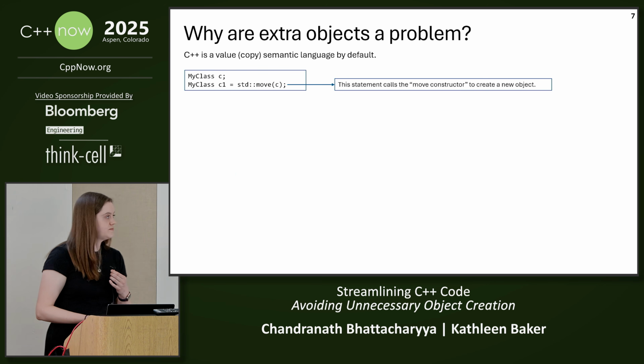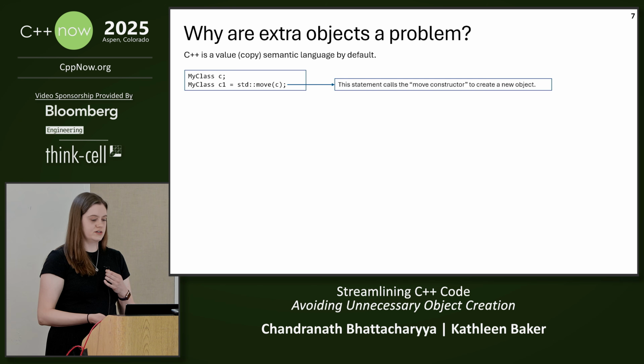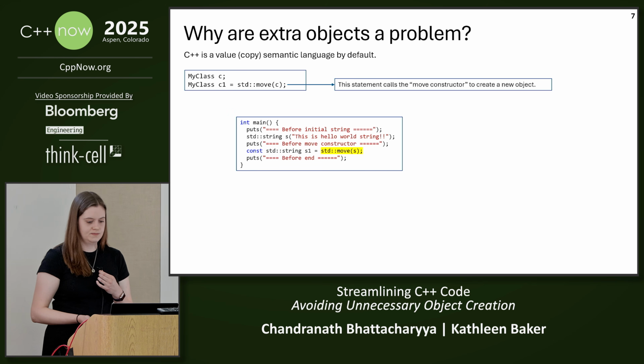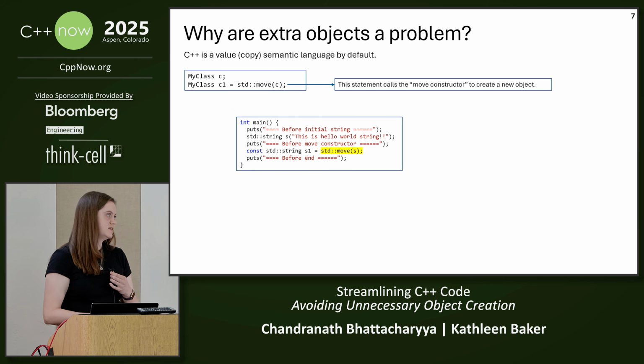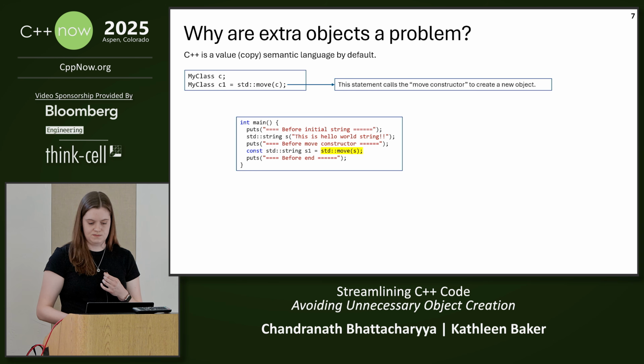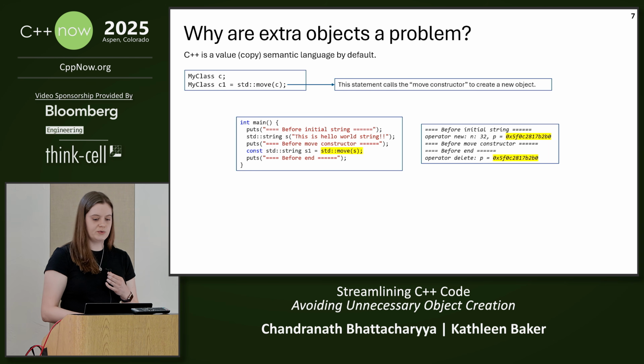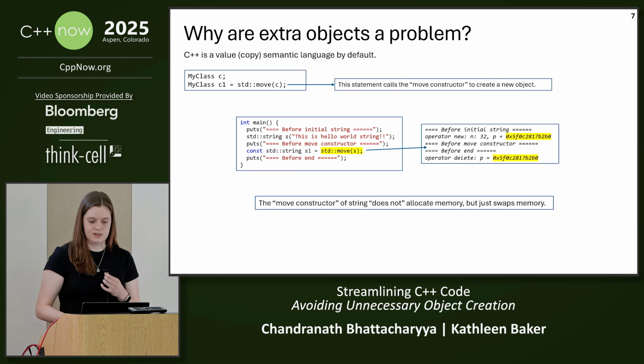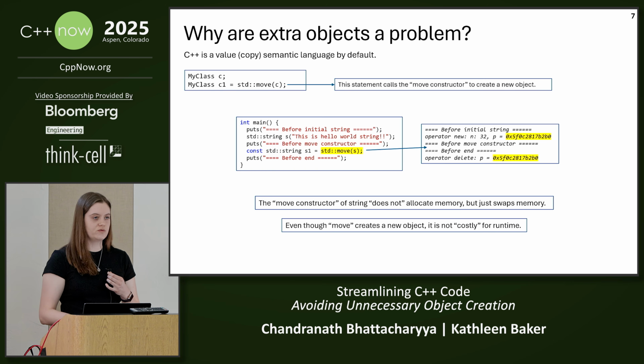Let's look at move now. This is using the move constructor to create a new object. In this code, we use move instead of assigning s to s1. You can see operator new is only printed once and is not logged when move is called. The move constructor of string does not allocate memory, but instead swaps memory. Even though move creates a new object, it's not costly at runtime.